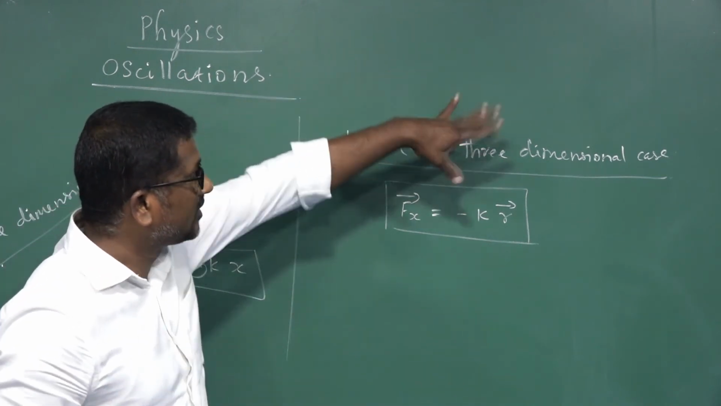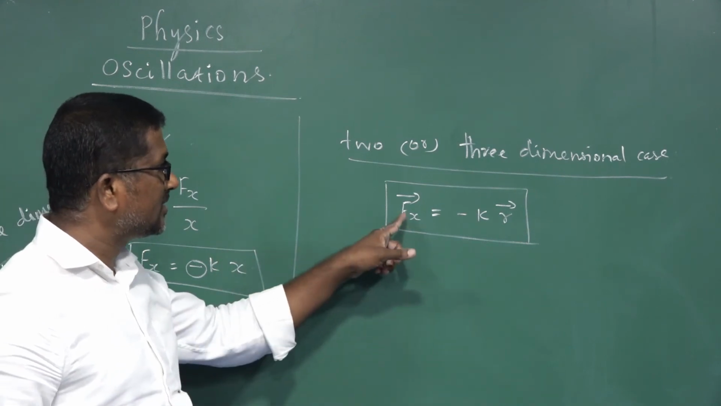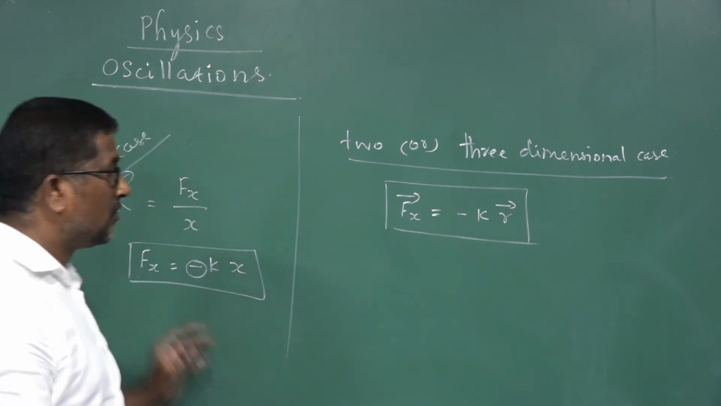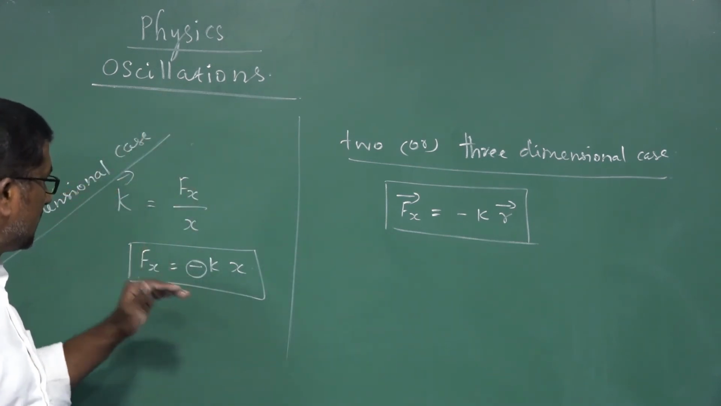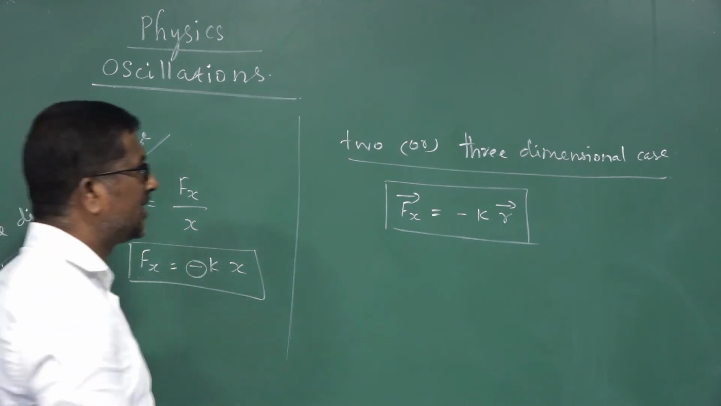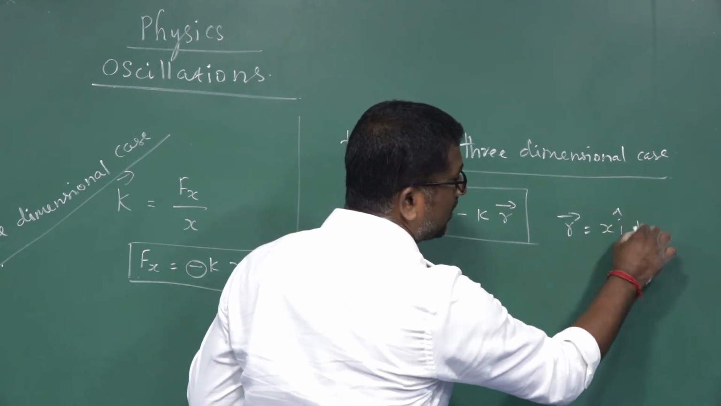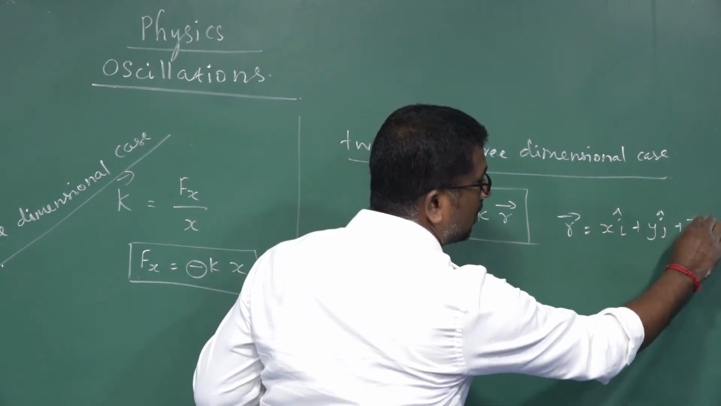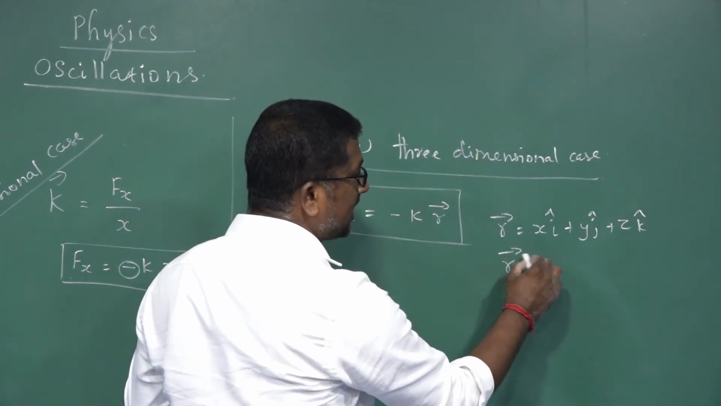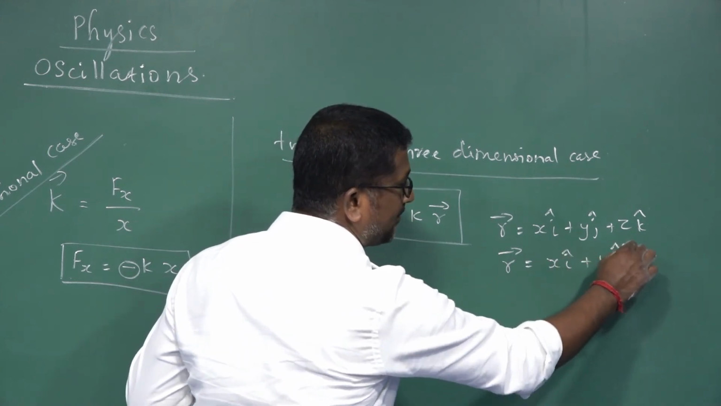For a 2-dimensional or a 3-dimensional case in simple harmonic motion, the force can be written as F vector is equal to minus k into r vector. For the one-dimensional case, the force is F_x = -k x. Here the r vector may be x i cap plus y j cap plus z k cap for a 3-dimensional case. For a 2-dimensional case, r vector is equal to x i cap plus y j cap.